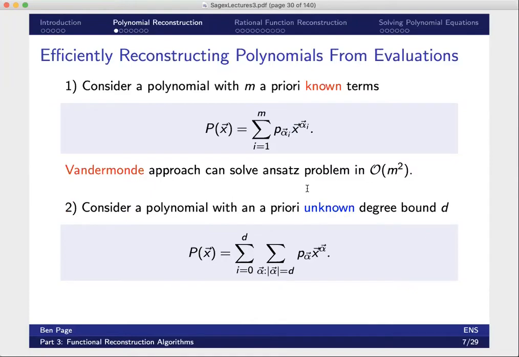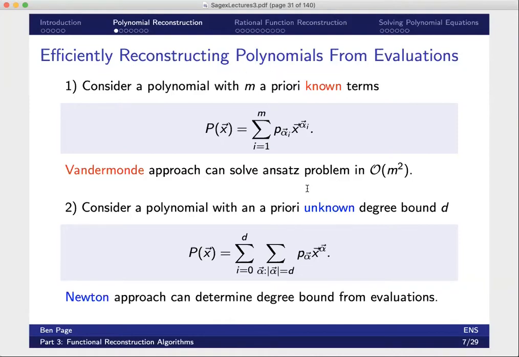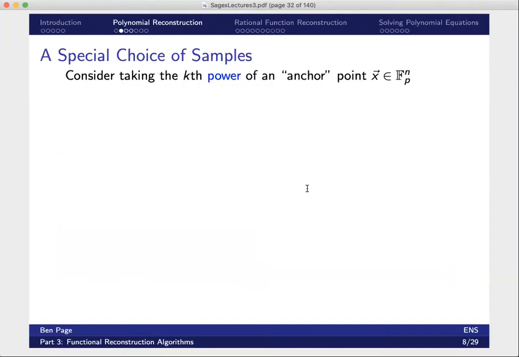The second thing that we will discuss is trying to reconstruct a polynomial where we don't know the number of terms that are actually appearing. So for example, where we don't know the total degree or any degree bound. And using what I'll call the Newton approach, we can determine the degree bound from evaluations of our polynomial. We'll start off then with this Vandermonde approach.